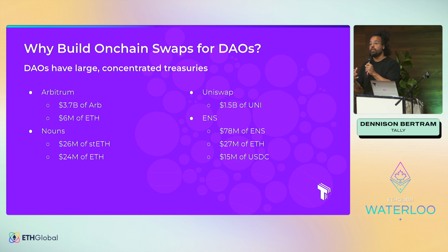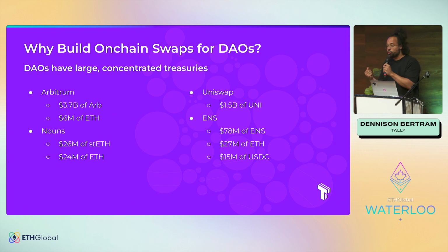Arbitrum is an entirely decentralized L2, right? The addresses that hold voting power in Arbitrum actually control the entire technology stack, including what to do with their revenue. Nouns DAO has 26 million in staked ETH and 24 million of regular ETH. Nouns DAO also has revenue. They sell NFTs, they sell membership in ETH.